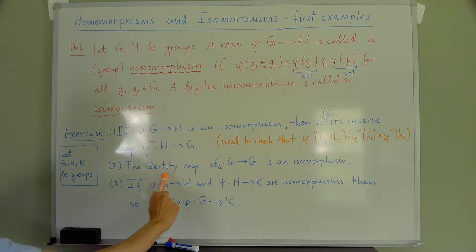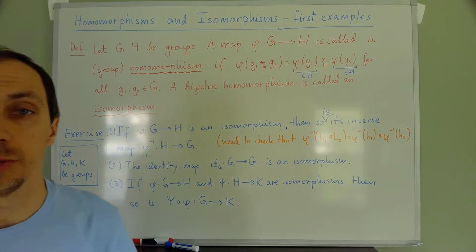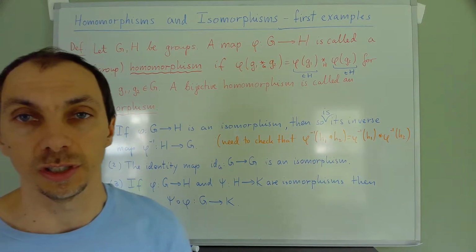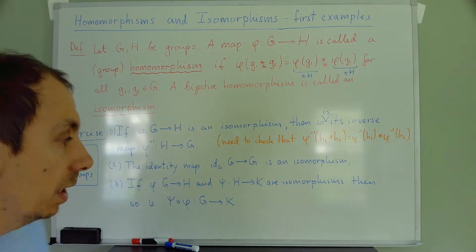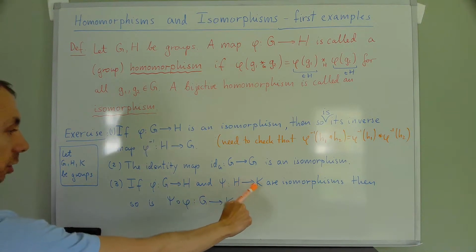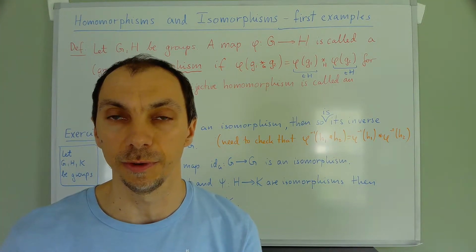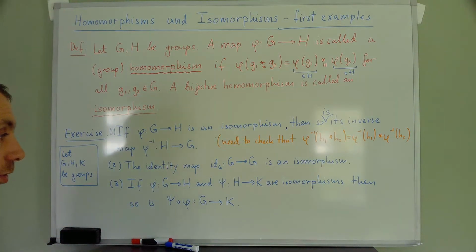Second, a first example of an isomorphism for us is the identity map from the group G to G. Identity map, remember, just takes an element little g and maps it back to little g. Of course, it's a bijection. You just want to check that it preserves multiplication, preserves the group operation. And finally, if I have an isomorphism from G to H and another one from H to K, then I claim that their composite is also an isomorphism. So you need to check that it's a homomorphism and a bijection. In fact, this exercise here works also for homomorphisms.